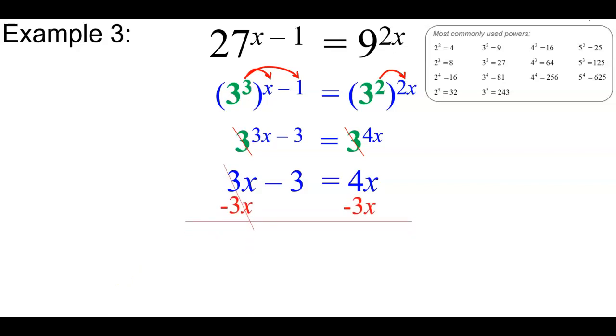What is 4x minus 3x? 1x, which is just x, right? You bring down negative 3. Please don't forget the negative sign when you bring down that 3.